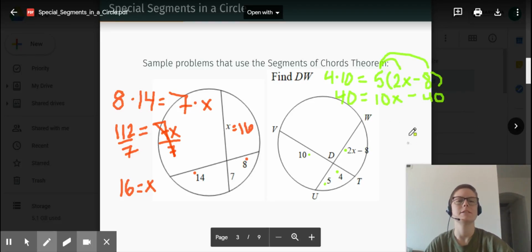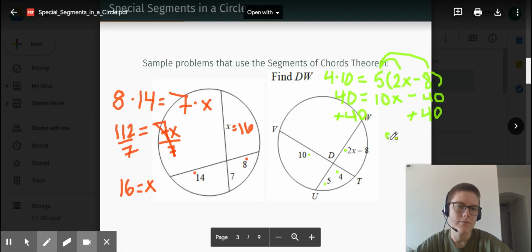We've got to get the x by itself. So we'll undo this 40 first by adding it over to here. Then we have 80 on the left equal to 10 times x. We divide out that 10 to get x alone. Right, and then x equals 8.